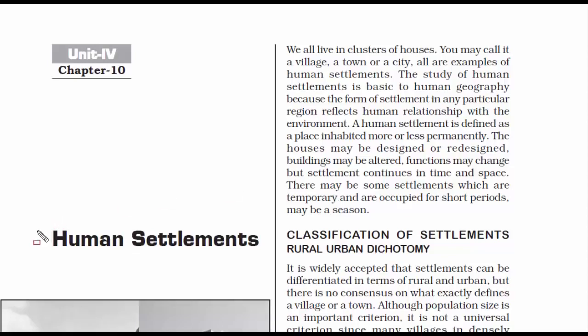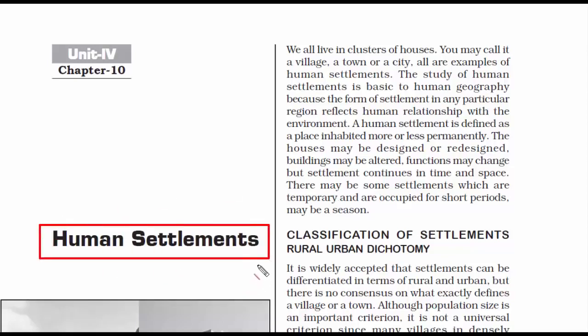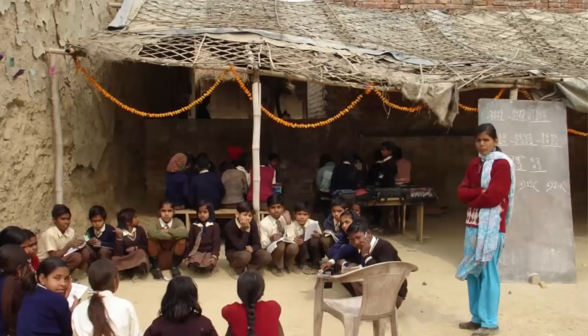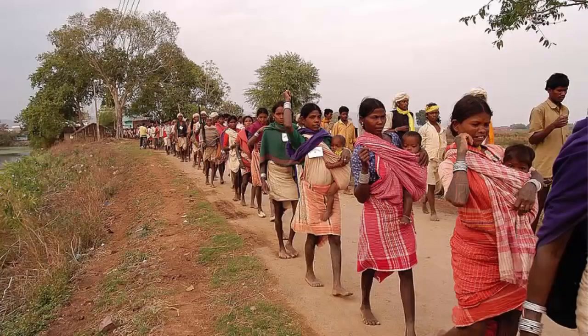This video is about Class 12, Chapter 10, Human Settlements. Now, the meaning of the words human settlements is a place or a location where human beings reside. The cities that we all live in are called human settlements. Villages are also human settlements. Even tribal areas where a certain tribe resides are human settlements.